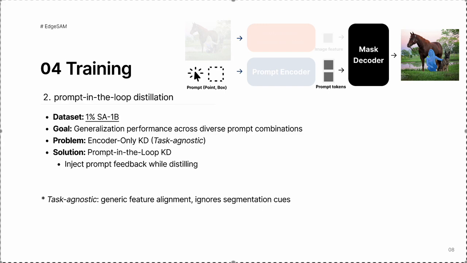To solve this problem, the paper proposes a method called prompt-in-the-loop distillation. In other words, it means training the mask decoder to fit the newly trained encoder better.